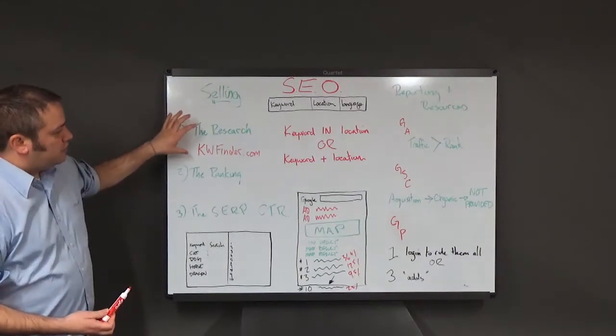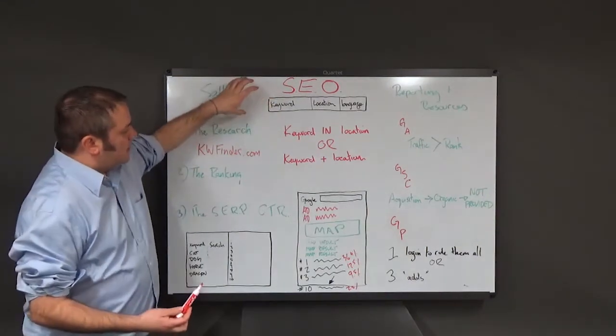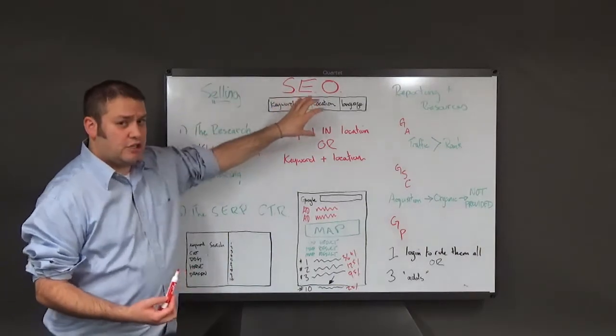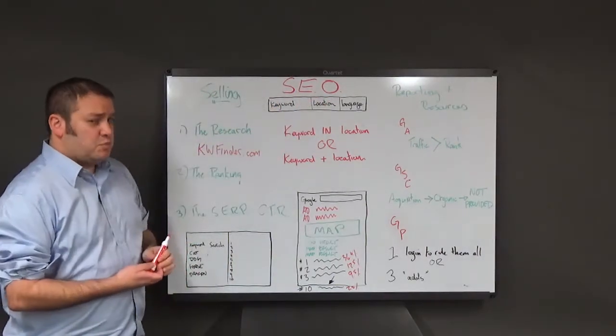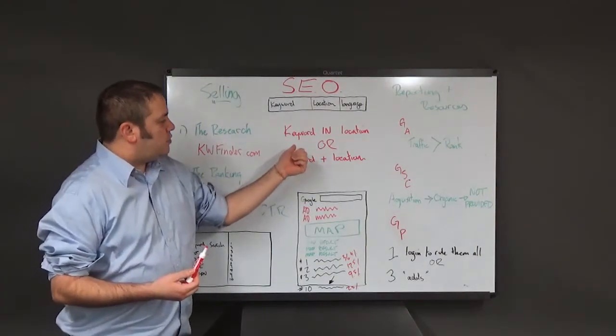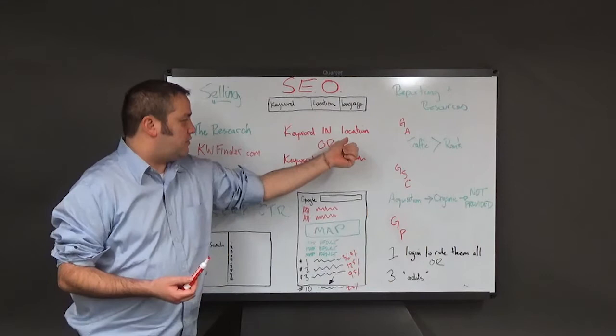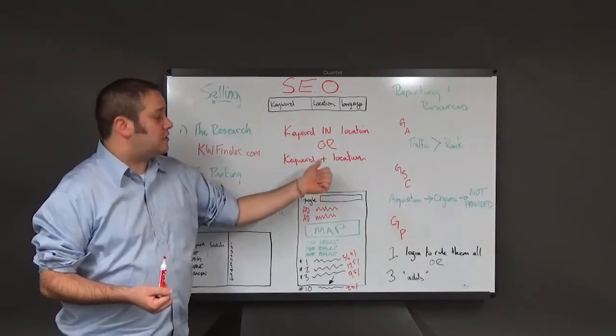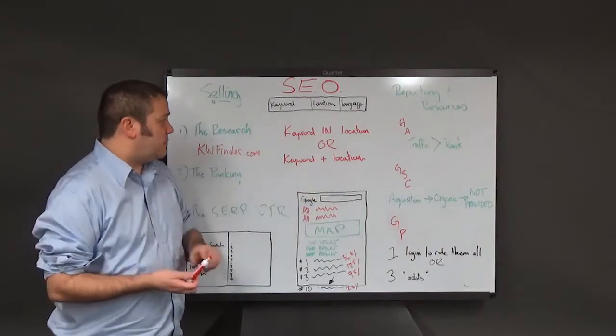So if you go to kwfinder.com, what you're going to see is there's a box in the middle of the screen that basically says keyword, location, language. And at this point you have two options to do the research. You're either going to do a keyword in a specific location, or you're going to do a different keyword search plus a location. So what does that really mean?